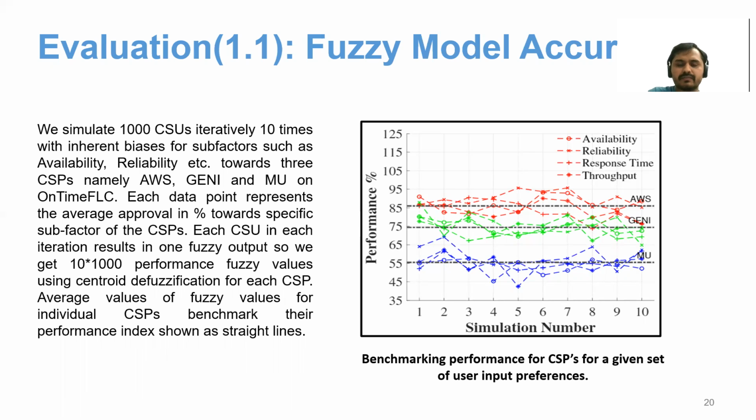So these are the results of the first stage, where we are trying to benchmark performance for these three distinct clouds. And we used 1,000 different CSP users, and we simulated these 1,000 users, which are picking randomly their perspective toward these sub-domains. And if you see, AWS has performed well in terms of performance, which is around 85%, compared to Genie, which is 75, and then MU was 55. So this suggests that the user is more inclined toward AWS when performance matters most for them.